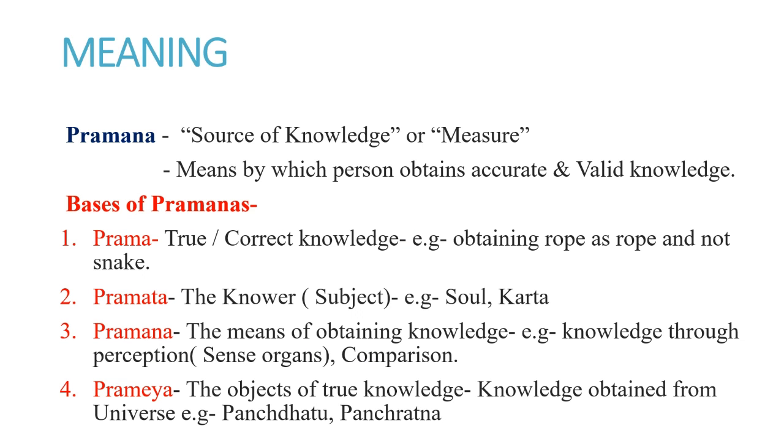Pramana means source of knowledge or measure. It means that by which people obtain accurate and valid knowledge. So any kind of knowledge which we get which is accurate and valid will be called Pramana. There are four bases of Pramana.